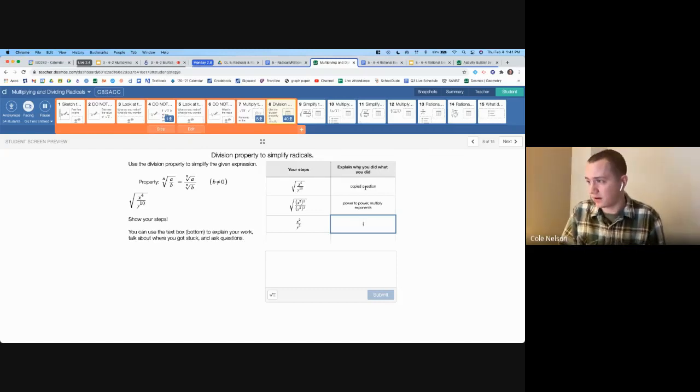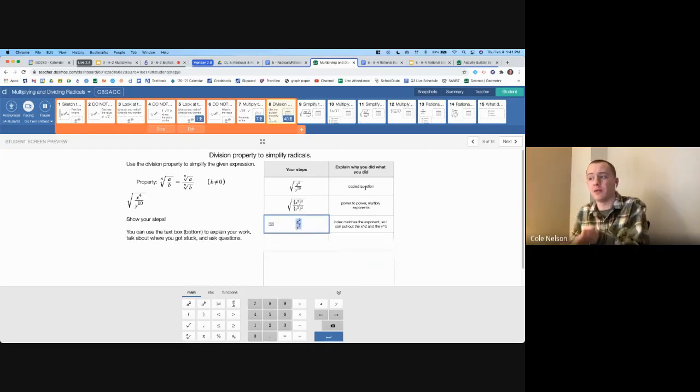Now I would say the index matches the exponent, so I can pull out the x squared and the y to the 5th. My final answer, I'm fine with you leaving it here. If you're fancy, you can think about that absolute value.